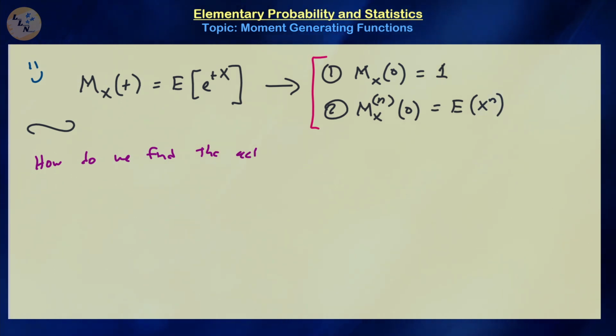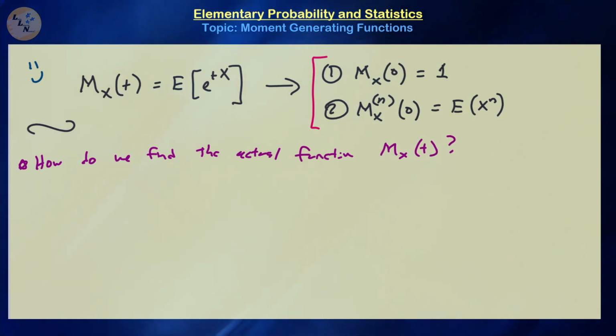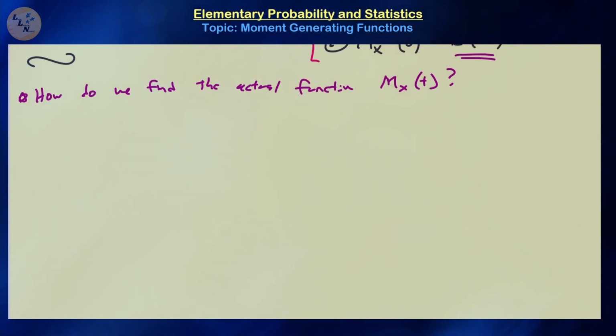the actual function M_X of t, right? So up to this point, we just know some properties that this function will have and some of the things that it can give us. But how do we actually find what this function actually looks like, right?